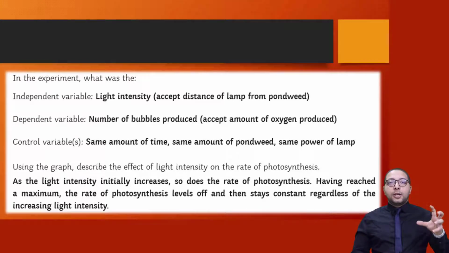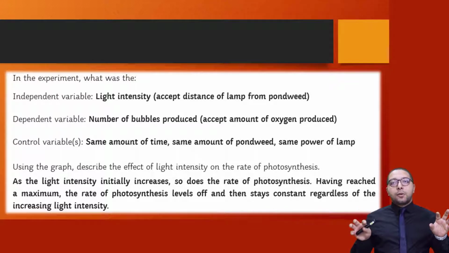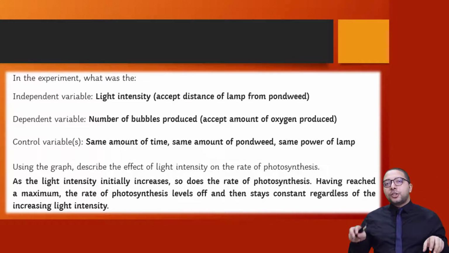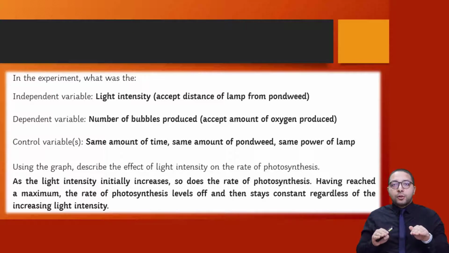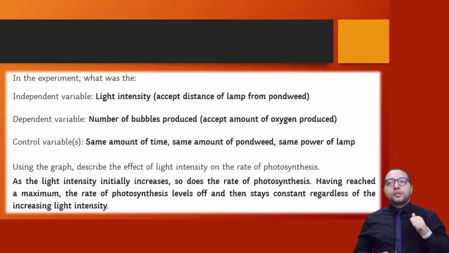So light is what changes or controls the photosynthesis. So light is the independent variable. The number of bubbles, which is representing the rate of photosynthesis, is the dependent variable. It changes based on the light intensity, changes based on the independent variable. And the control is the stuff that you need to keep the same in order to have a fair test, which is the same amount of time, same amount of bondweed, and same power of lamp.